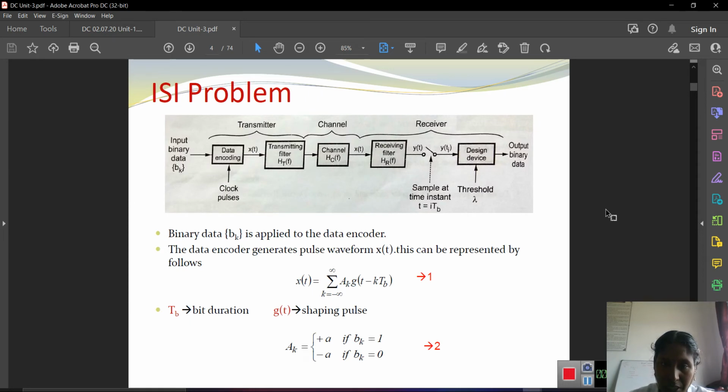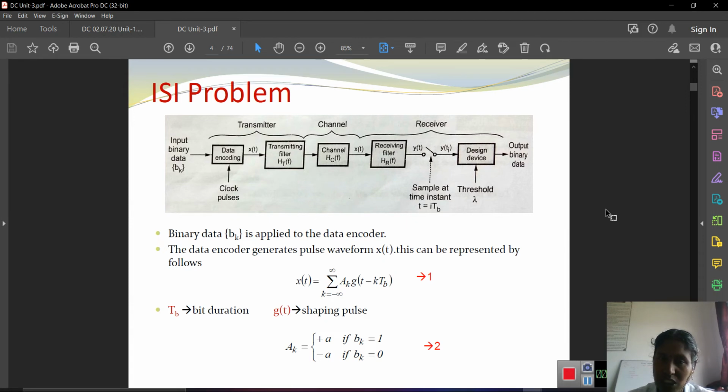Here is the basic block diagram of ISI, intersymbol interference. The input binary data is B of K. The next process is data encoding. So B of K is the binary data, the number of symbols, which is moved to the data encoding. The output of the data encoding is denoted as X of T. Then it is moved to the transmitting filter H T of F. Up to this we can say it is the transmitter section.